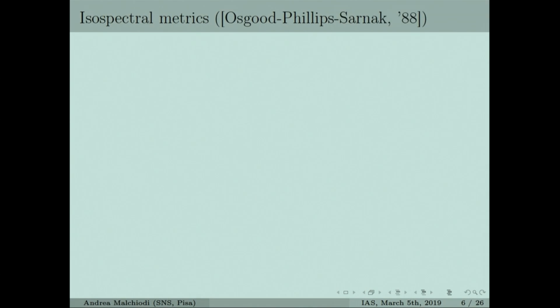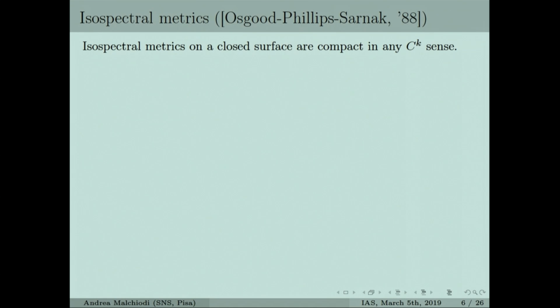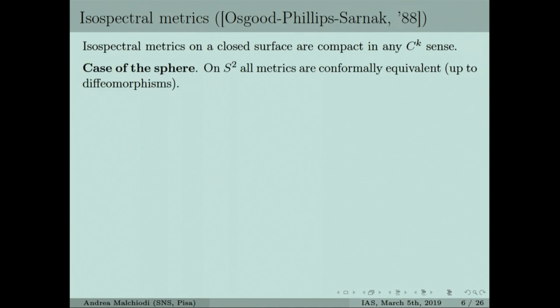Okay, so then Osgood, Phillips, and Sarnak studied the problem of isospectral metrics. They proved that if you consider a class of metrics with a fixed spectrum, then they're compact in any smooth sense. And they used actually the determinant to prove this property.